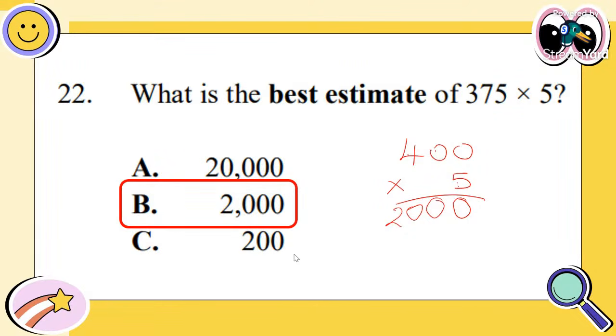So when you're thinking about making a good estimate, sometimes we think about what is a friendly number that we can round this one to. A friendly number is a number that is easy for you to calculate in your mind. And that would be 400. 400 is easier to multiply than 375.